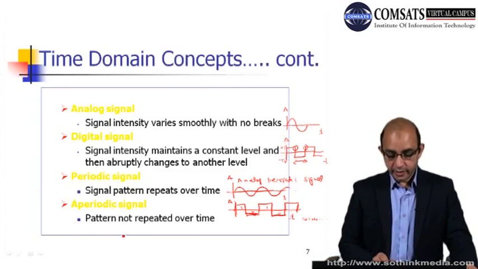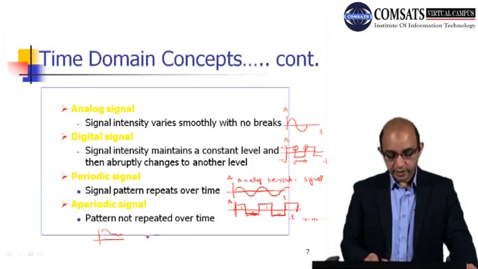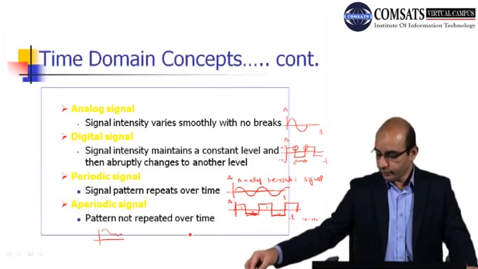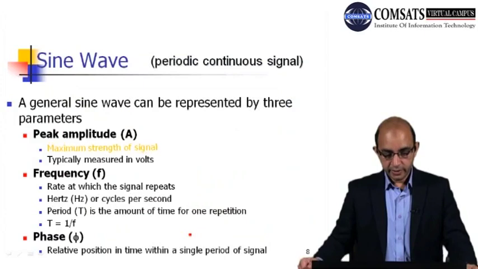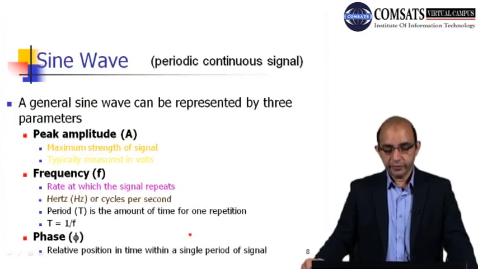And then we have the aperiodic signal, right? You can see that the signal can be anything. It is not repeating itself, right? So we have both analog and digital aperiodic signals, right? These sinusoid and cosinusoid are very important. Whenever we talk about data communication, it's a periodic continuous signal, right?